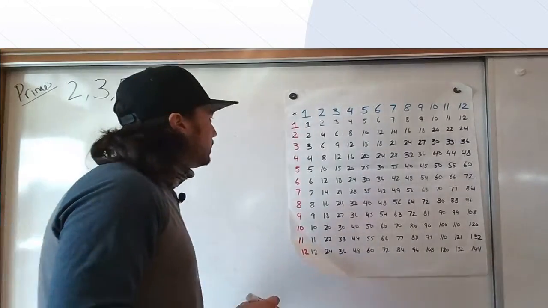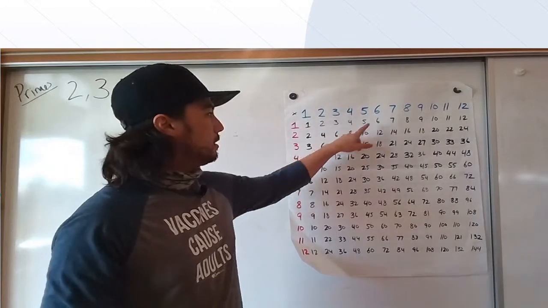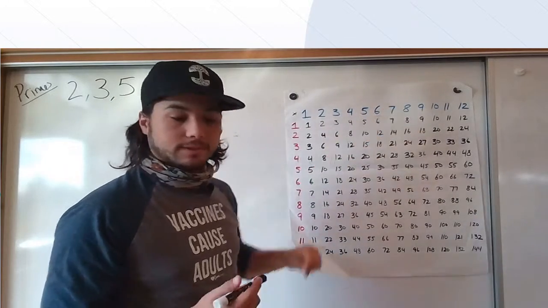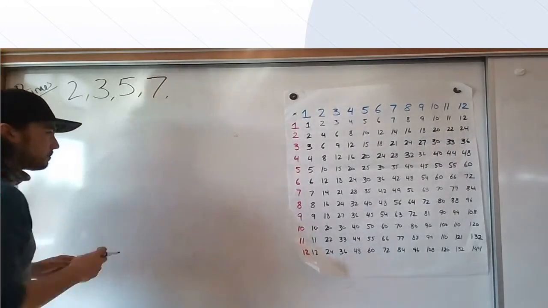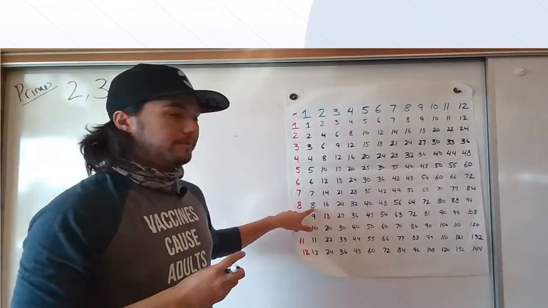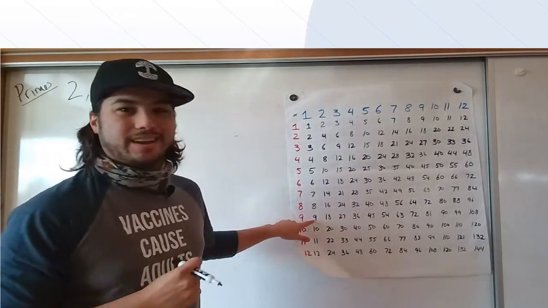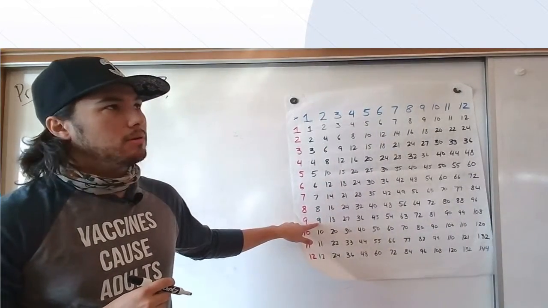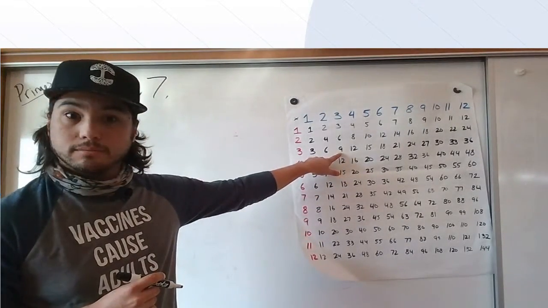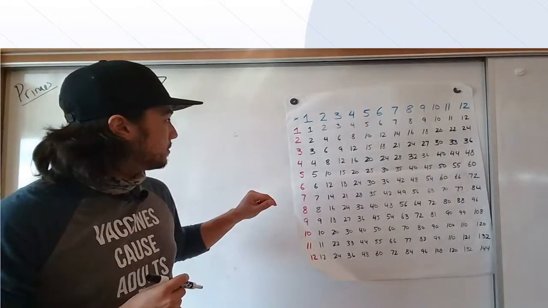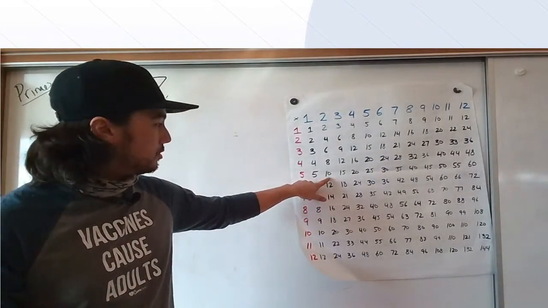So let's see. Is 6 prime or composite? No, 6 is composite, right? 3 times 2. What about 7? 7's a prime number. Only way you can get there is 7 times 1. Let's keep going. 8, no, 8's composite, right? 2 times 4. 9, is 9 composite or prime? 3 times 3 equals 9. So 9 is composite. 10, we already went over, right? It's 5 times 2 or 2 times 5.